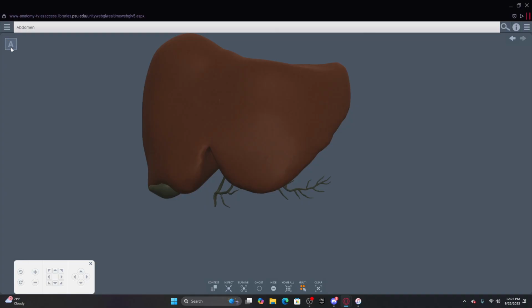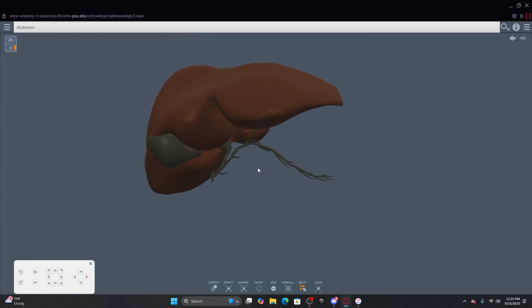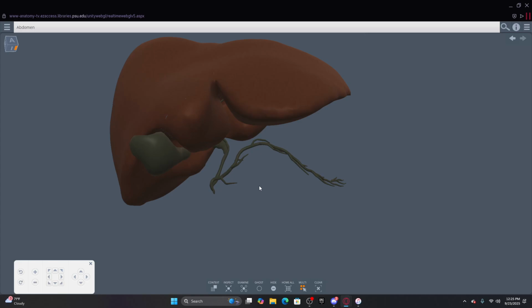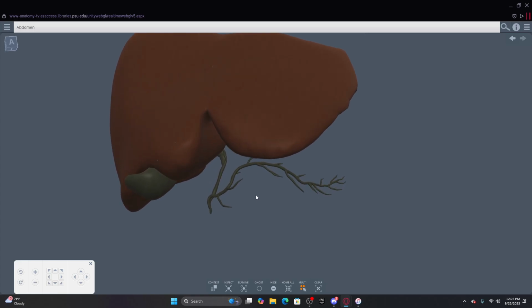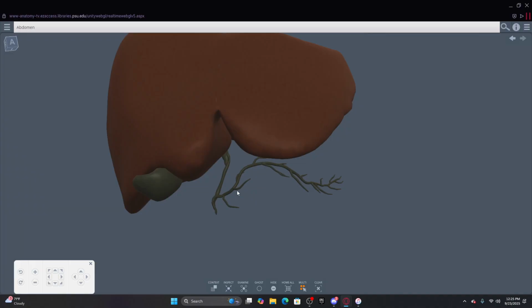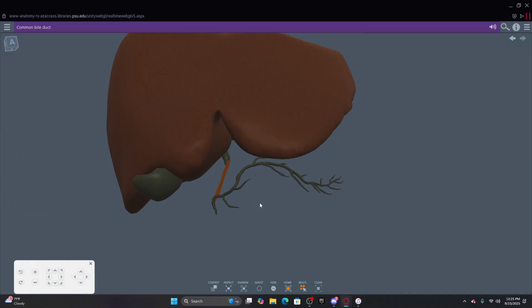Ooh, this is not cooperating once. There we go. Okay, all right, so now we can see a little bit more. So we have our common bile duct.